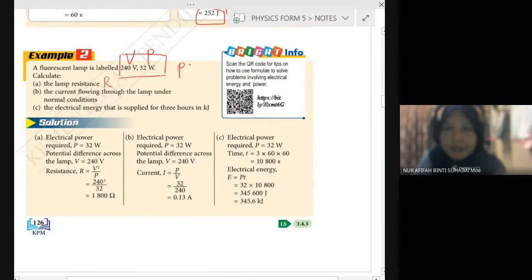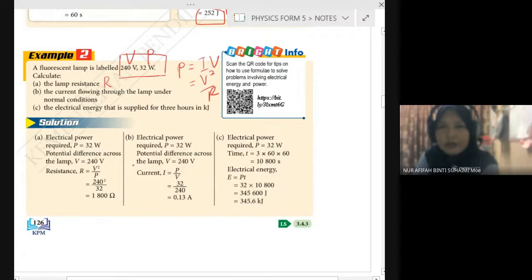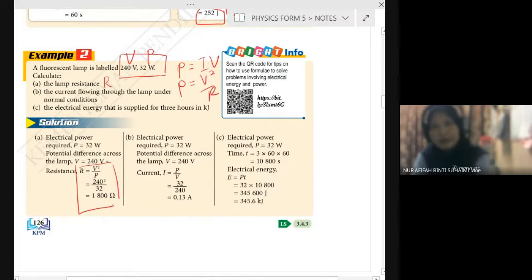Just use the equation P equal to IV. Tapi R tak ada kan? So tukar. P equal to, kita ada V, so V square over R. Dan barulah cari R. R equal to V square over P lah. We change the equation to find the R. Okay, boleh ya?